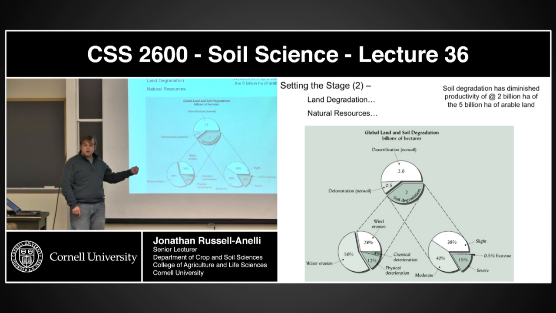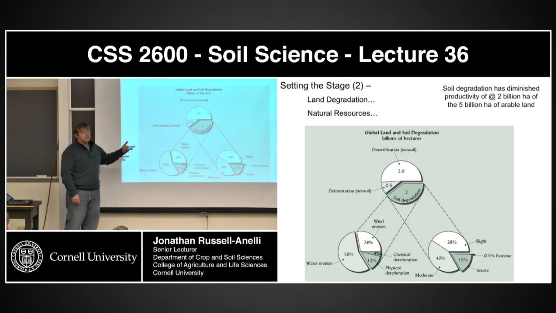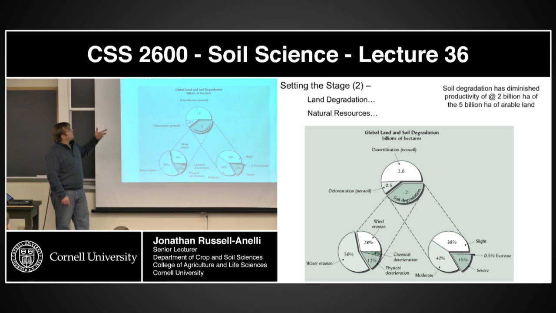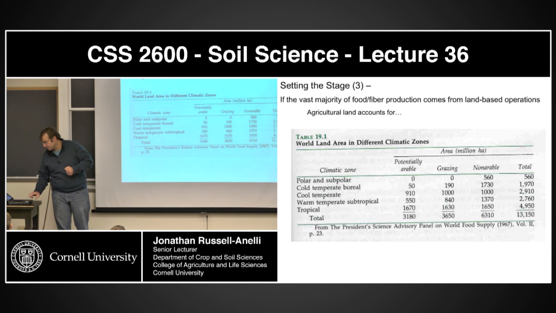Setting the stage two, we already set. We talked about this, I guess, a week and a half ago, but we're looking at soil degradation. Natural resources, if soils and landscapes are where we're going to be producing our food and where people are living, now granted we do harvest a lot of food from the oceans, but there's not a lot of people living in the oceans. We're looking at landscape degradation here. We've already talked about this one, so we'll skip over it.